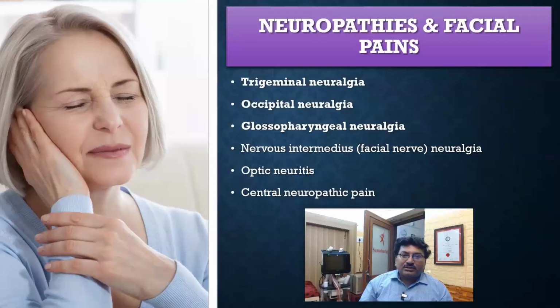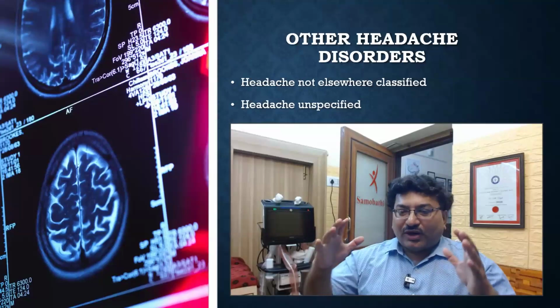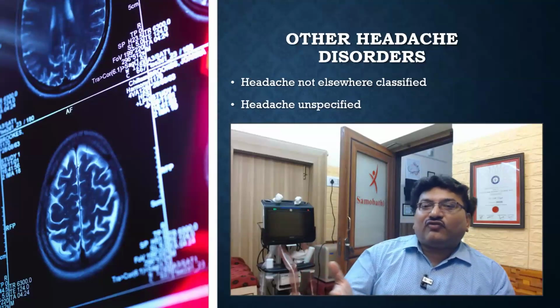Okay. Then the third group has the other neuropathies and facial pain, that includes the neuralgias like trigeminal neuralgia, occipital neuralgia, glossopharyngeal neuralgia, facial neuralgia, optic neuritis, and central neuropathic pain. So that can cause pain as well. And remember, certain disorders like central neuropathic pain are quite common following a stroke. So you have to be careful while diagnosing. Okay. So ultimately you have to find out in which group your headache falls.